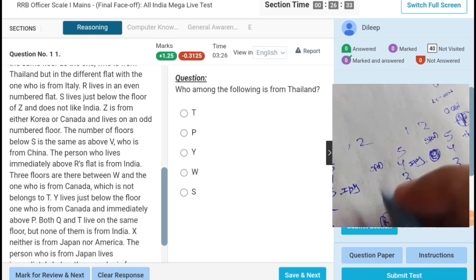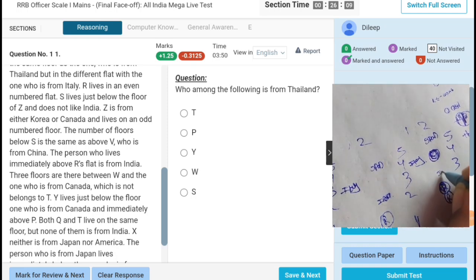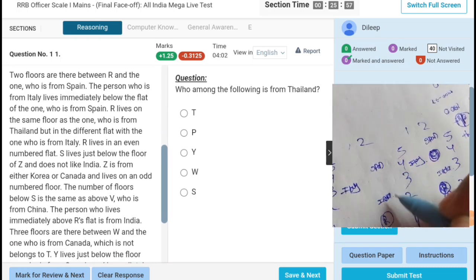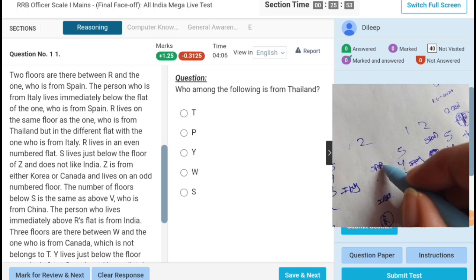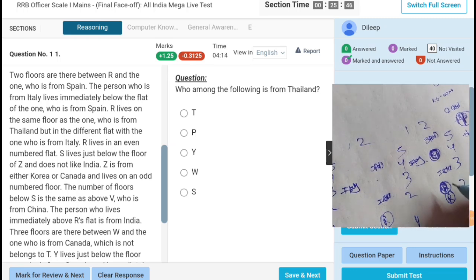The person who is immediately above R's flat is from India. Q and T are on the same floor, but none of them is from India. X is not the person from Japan. Spain, and the person from Italy is immediately below the one from Spain. R lives on the same floor as Thailand, but in a different flat from Italy.